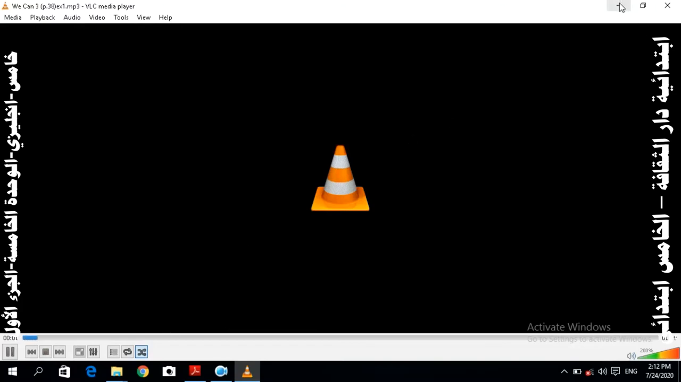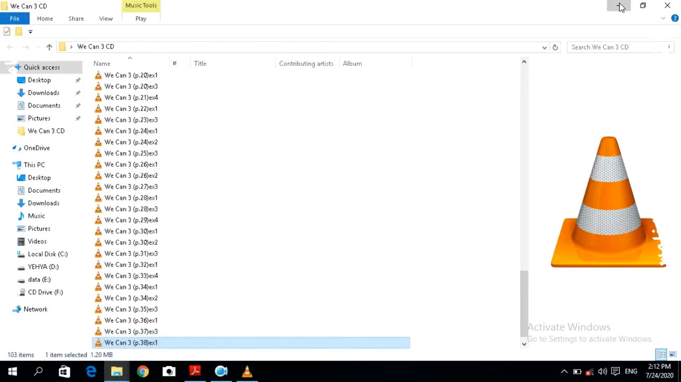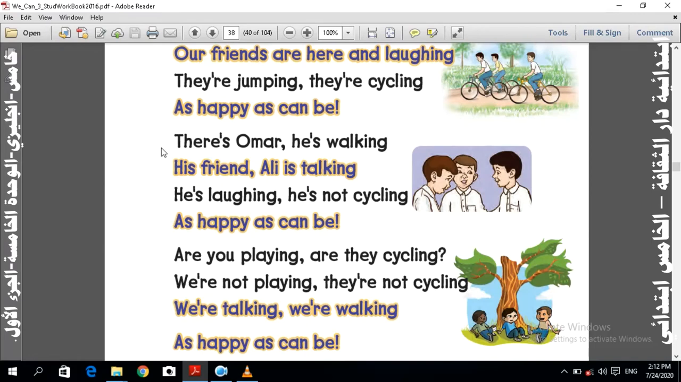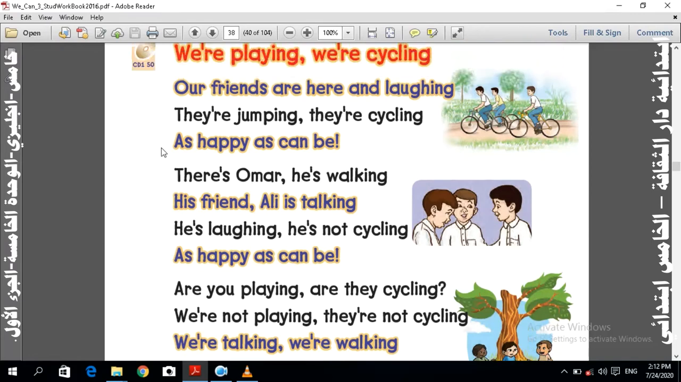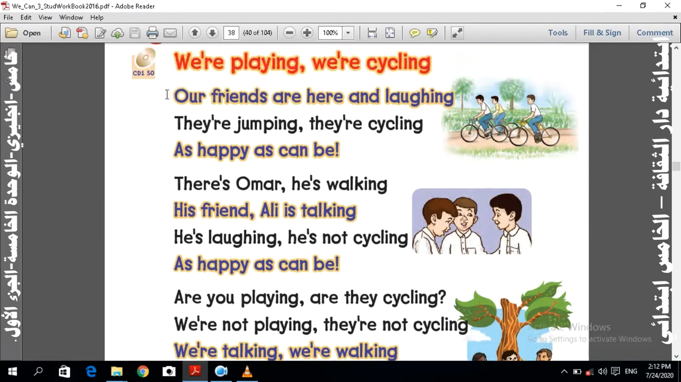Rhythms and listening. Exercise 1. Listen and chant. We're playing, we're cycling, our friends are here and laughing. They're jumping, they're cycling, as happy as can be. We're playing, we're cycling, our friends are here and laughing. They're jumping, they're cycling, as happy as can be.